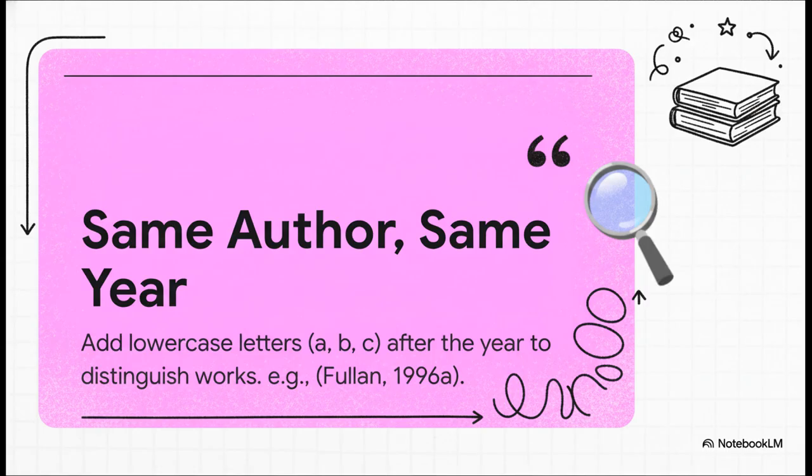Now, what if one author published a bunch of different things all in the same year? Again, easy fix. You just add a lowercase letter right after the year, A, B, C, and so on. In your reference list, you'll order them alphabetically by title, and that little letter makes sure each pointer in your text leads to the right address.